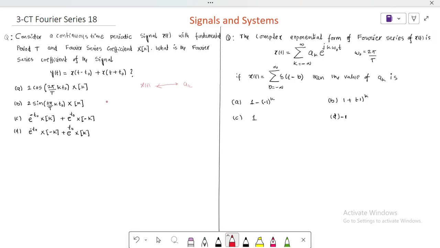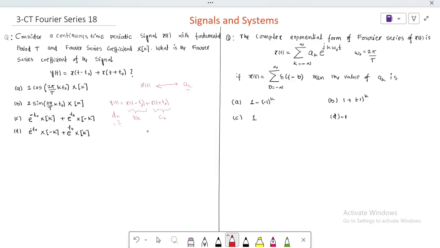You know that y of t equal to x of t minus t naught plus x of t plus t naught, is it? So this x of t I'm taking as ak. Here I'm taking x of t minus t naught, its Fourier coefficient is bk. And here I'm taking ck. The sum of bk plus ck is dk, so we have to find this dk.